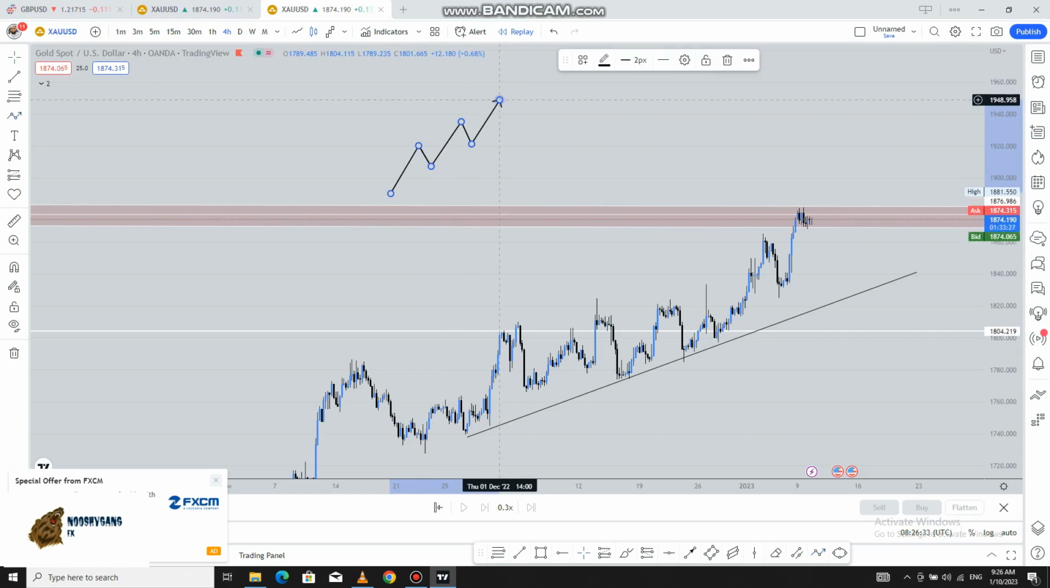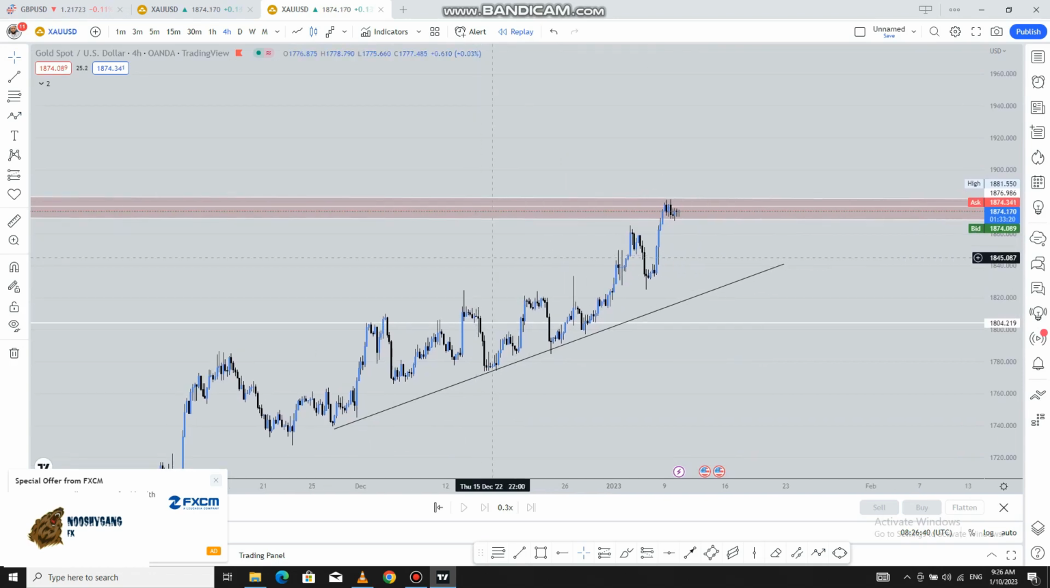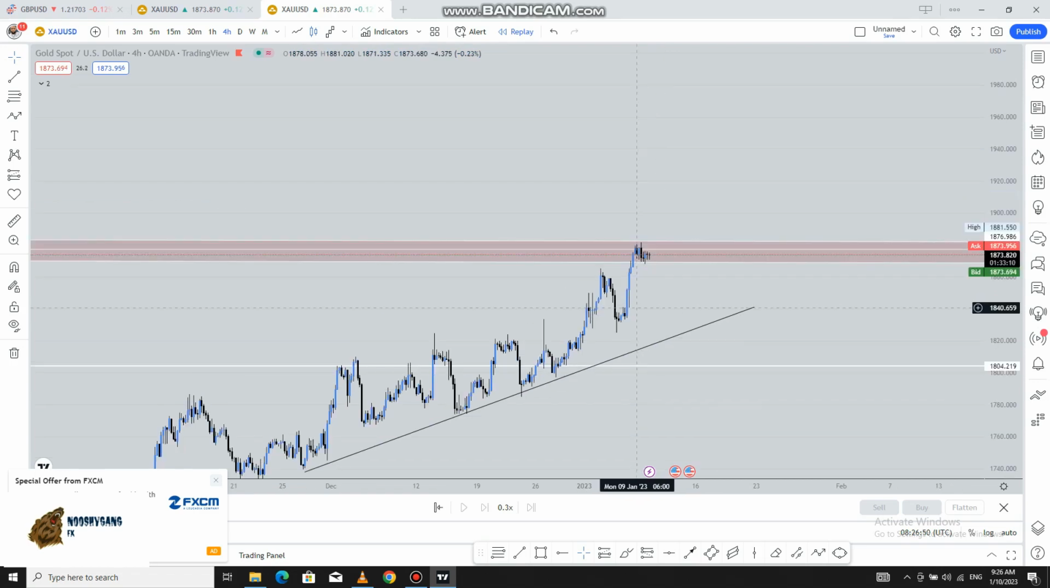That's how the market moves. As you can see, there's no difference between the example I just gave and what is happening now in the market. Like I said, this was where I took my trade on gold.